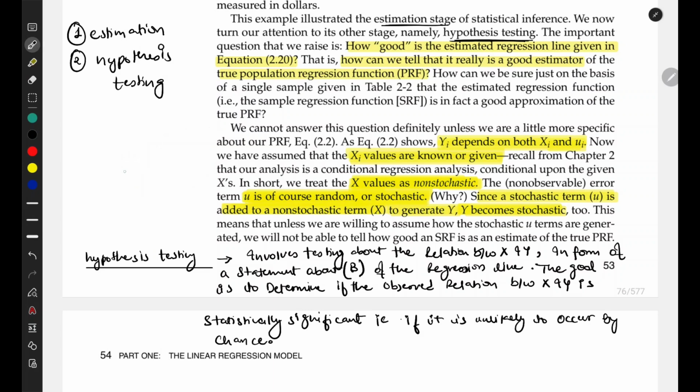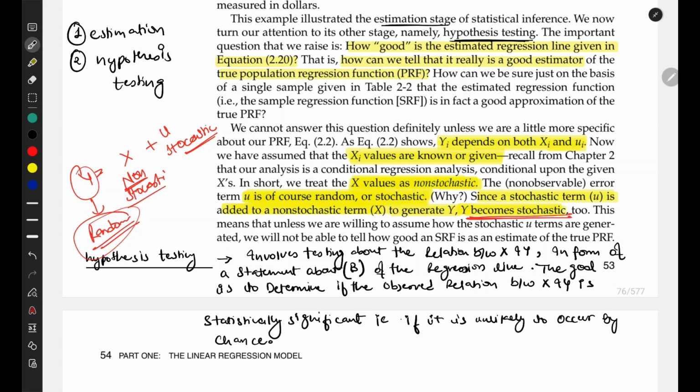Since we have ui as our stochastic term, and we have our x as non-stochastic, and we are adding these two terms, what we will be generating is that our y will turn out to be a random term. Our income term will turn out to be a random term. Y will become stochastic.